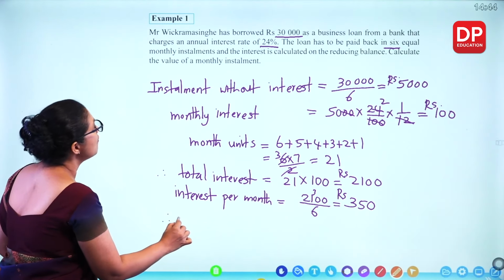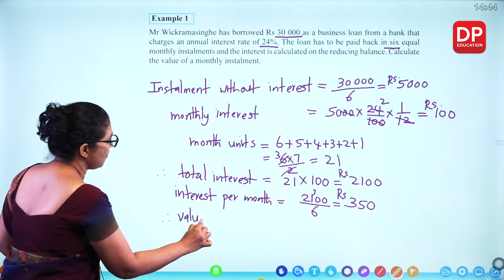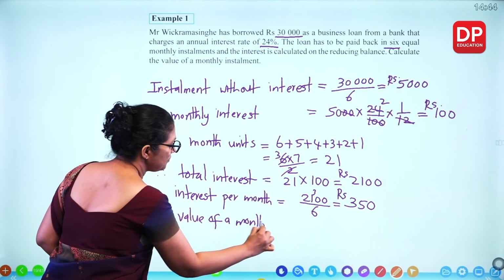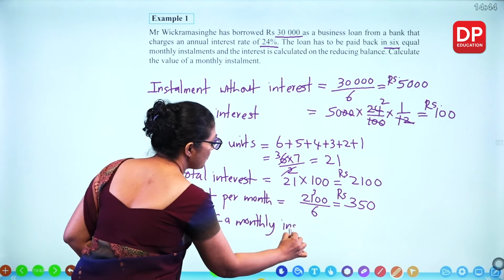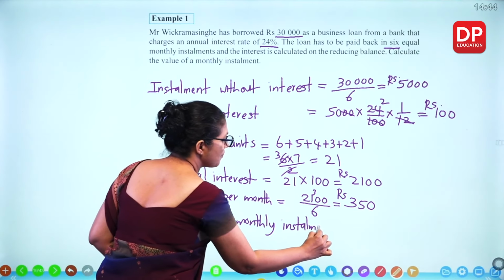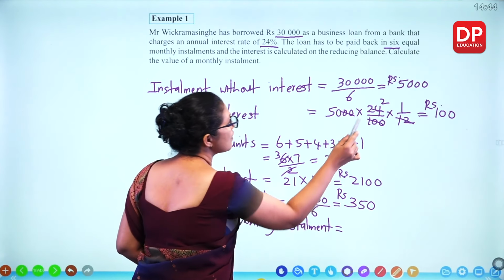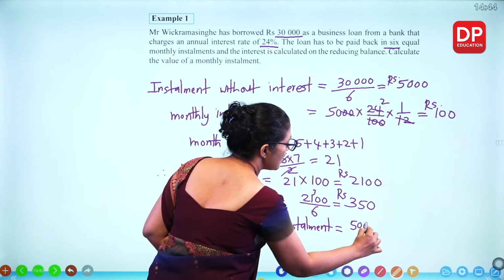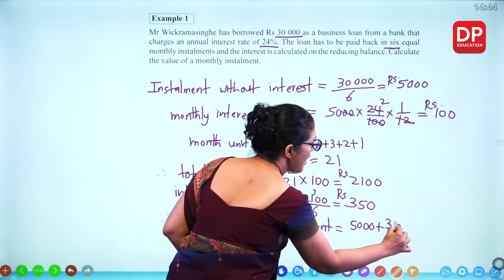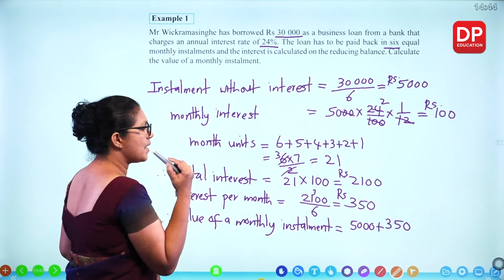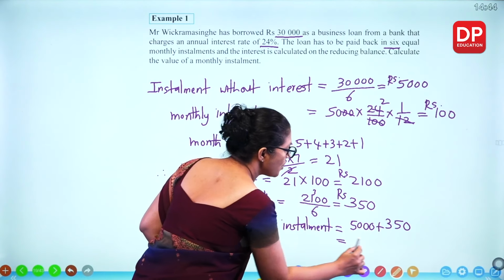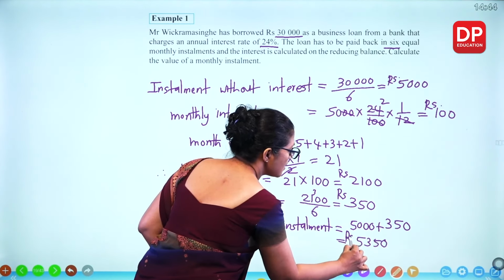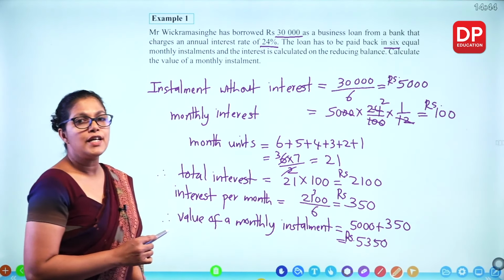Then what's the value of a monthly installment? So without interest, that's 5,000 plus 350. That's the interest per month. So you get 5,350 rupees.